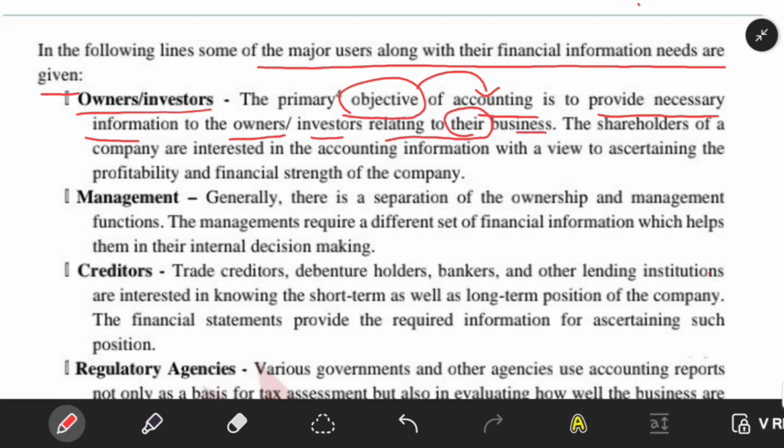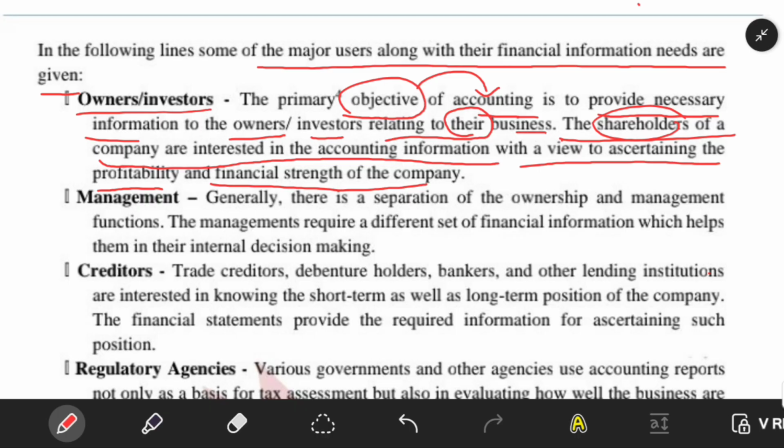Investors are the people who invest in the company, and the shareholders of the company are interested in accounting information. Why are the shareholders interested in accounting information? With a view to ascertain the profitability and financial strength of the company. They check the accounting reports to see if the business is making profit or loss. This helps them to decide whether to buy more shares, sell the shares, or continue holding the shares.